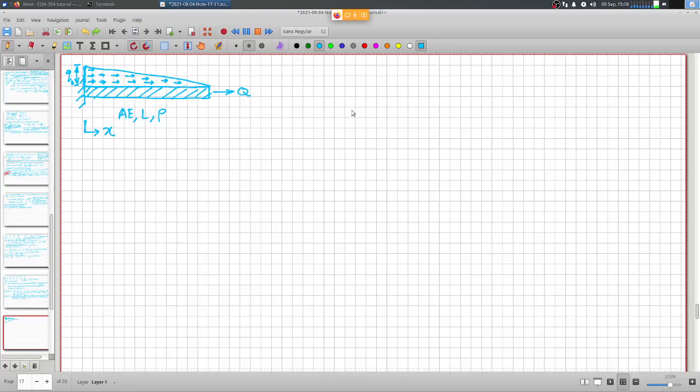We will solve this problem. Again, axial deformation of a rod or truss, a one-dimensional problem, and to keep matters simple, we will assume that the member axis is aligned along the x coordinate direction. It has uniform cross section, axial rigidity AE, length L.